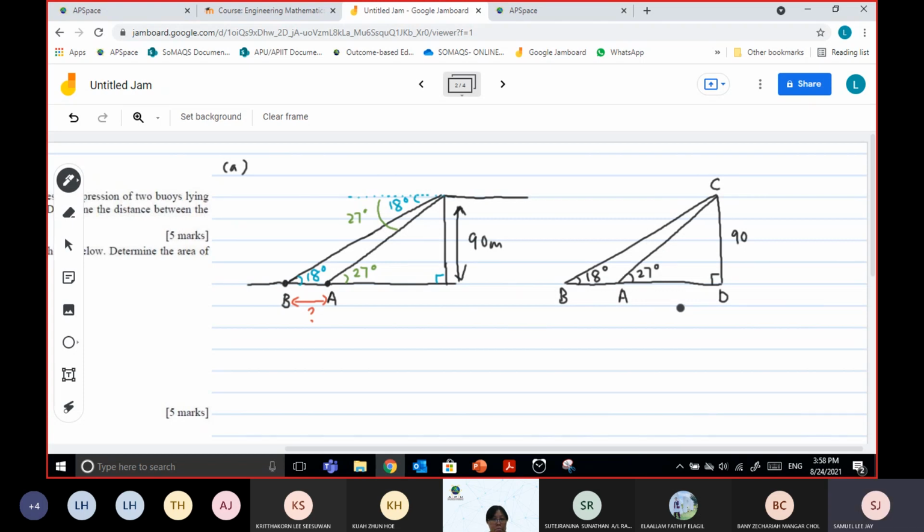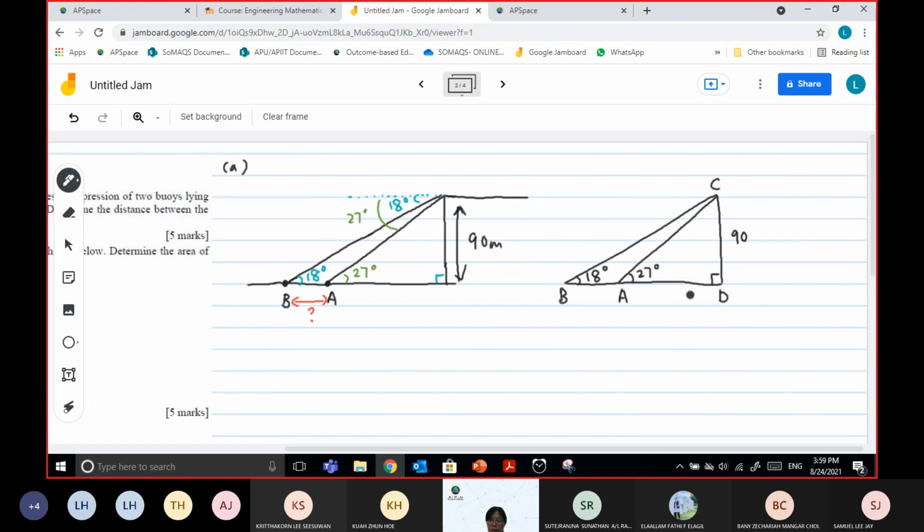Miss, I find AC first. Okay, let's say I label them. AC first. You find AC first. Okay, wait, I'm trying to think of the easiest way of doing this. 90 degrees minus 27 minus 18, you'll get the angle first. Yeah. But actually, without that, I also can find the answer for AD.